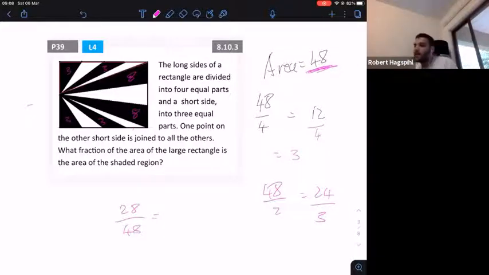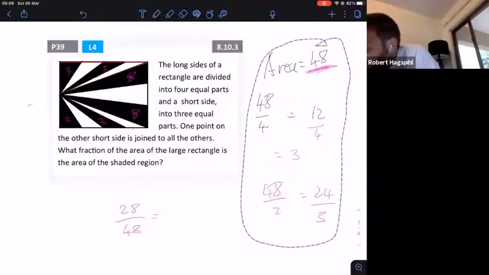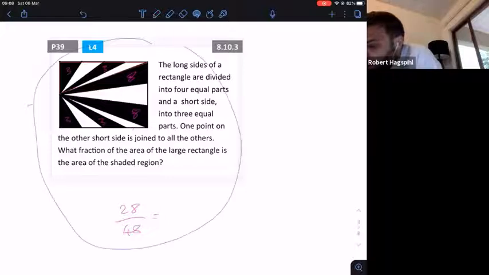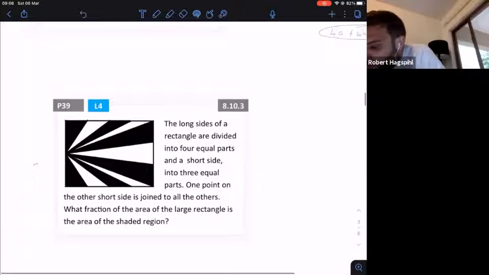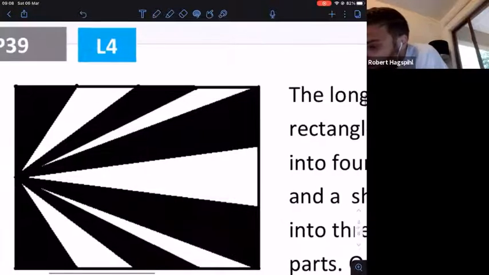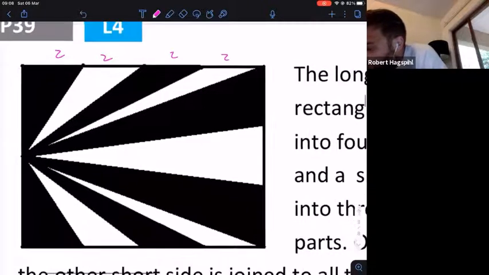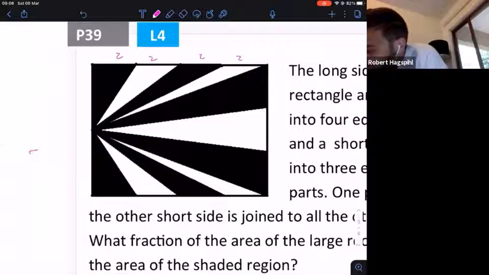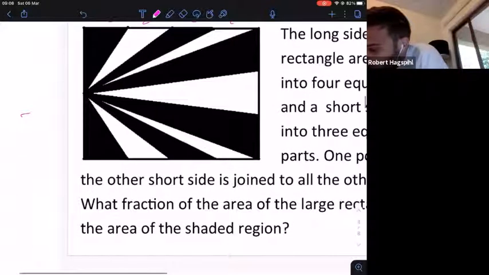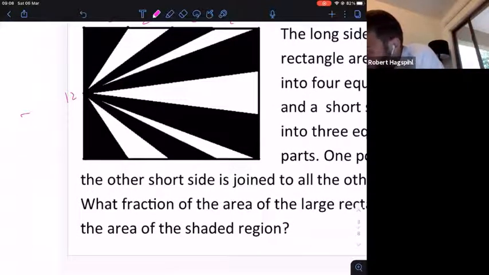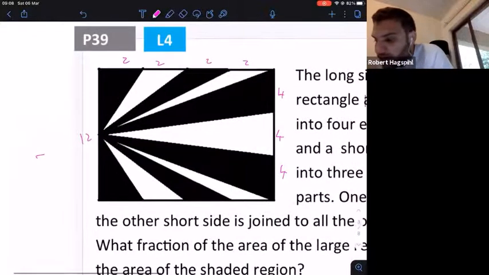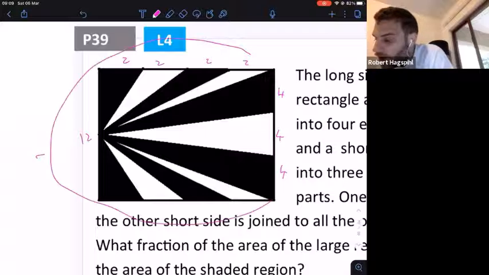All right. Alternatively, I think this is what Josh did, is he assigned random values to these guys. And he said, this is 2, this is 2, this is 2, this is 2. All right. This is 12. And so this is going to be 4. This is going to be 4. This is going to be 4.